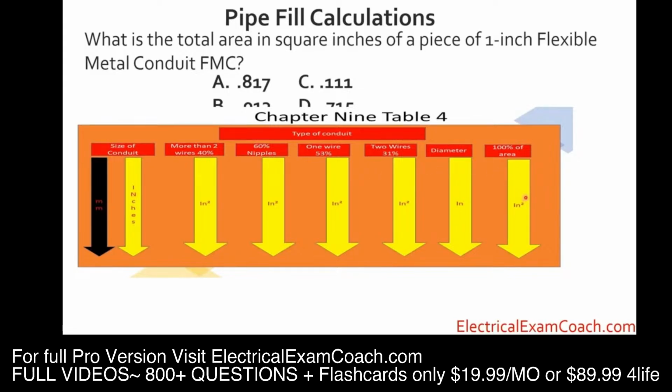I have been tested on this in the past, so it's good to be familiar with using this table on all spectrums. And in this case, we're going to select 0.817. Great job.